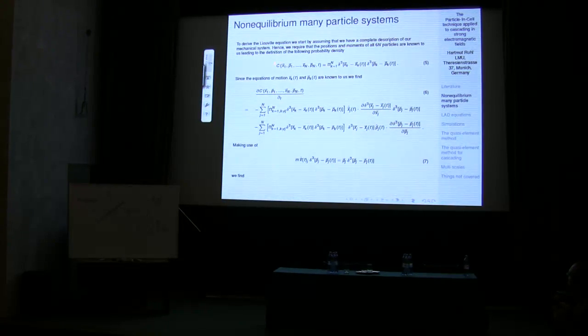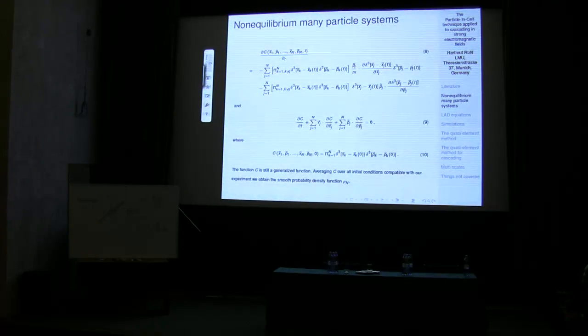So we differentiate C with respect to time, and that becomes those right-hand sides here. A derivative of delta distributions is implied, and that's in the sense of distributions. I do not want to detail it further. Then we make use of this relation 7 down here, and we ultimately come up with equation 9. Equation 9 is then the Ruhl equation for the probability density C.